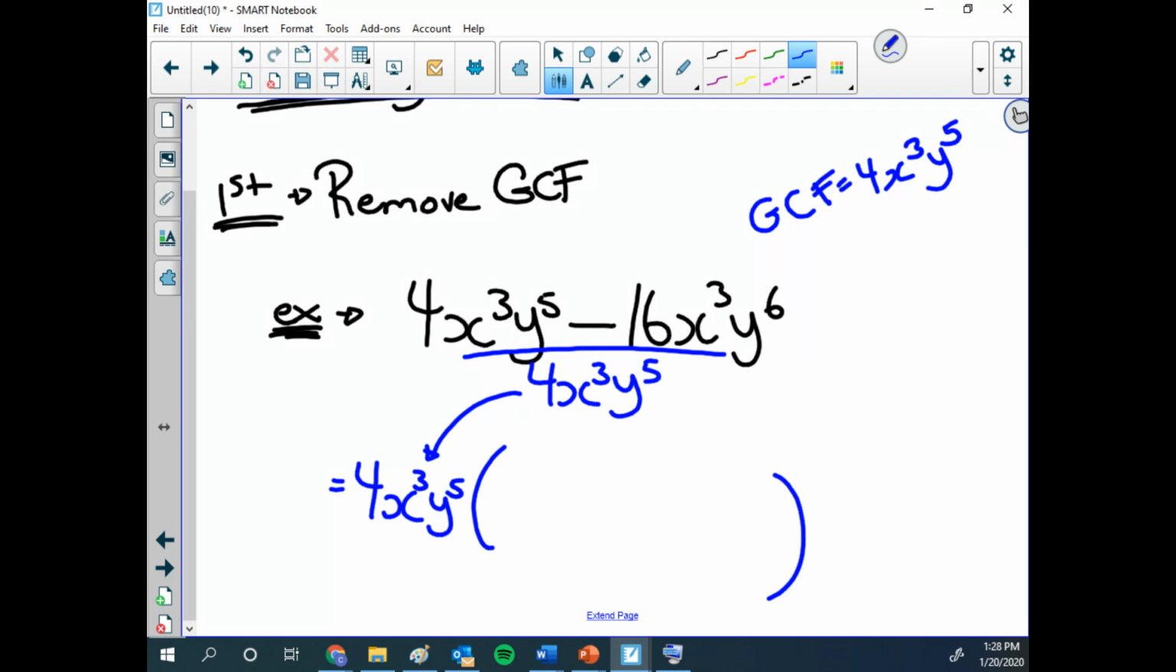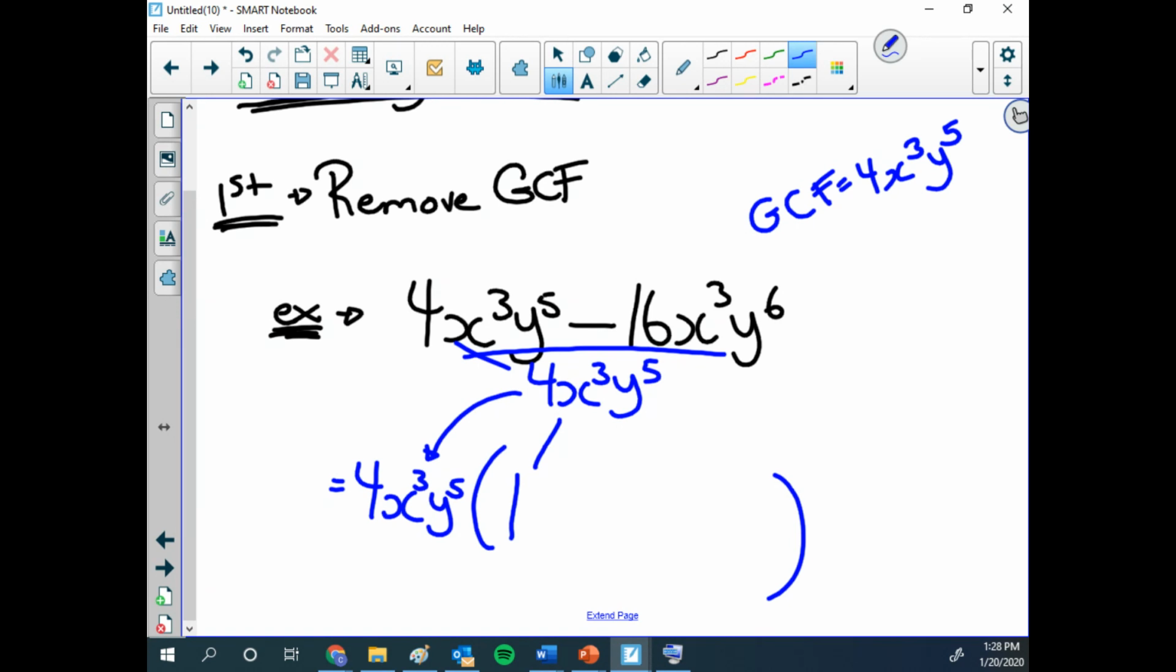So 4x cubed y^5 divided by 4x cubed y^5. What's that going to give me? 0? Right. 4 divided by 4 is 1. x cubed divided by x cubed, 1. y^5 divided by y^5 is 1. Well, it's not just gone, right? We still have to have something to hold its place. So we put a 1 there.